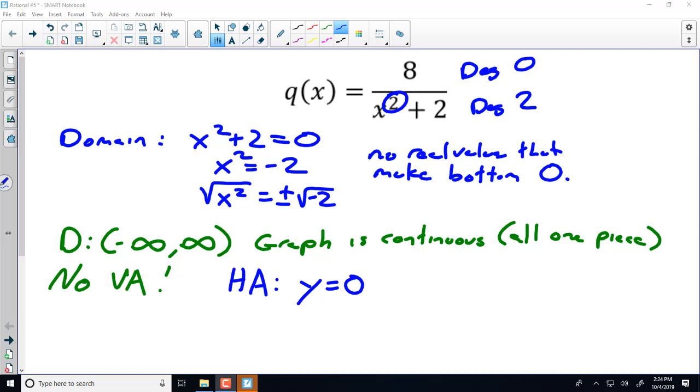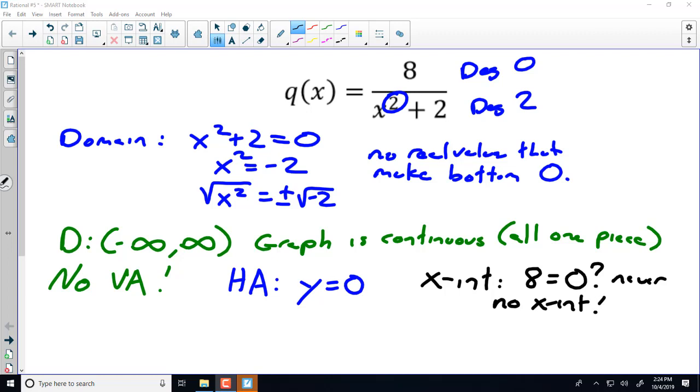Okay, now, x-intercept. Well, good luck with this, because if you try to find the x-intercept, you set the top equal to 0, and you find yourself asking the question, when does 8 equal 0? Never, so there's no x-intercept. Y-intercept? There's a y-intercept because we didn't kick anything out of our domain, so we're definitely allowed to plug a 0 into this function. So with our y-intercept, we plug a 0 into the function, and you will quickly get 8 over 2, or 4. So our y-intercept is (0, 4).